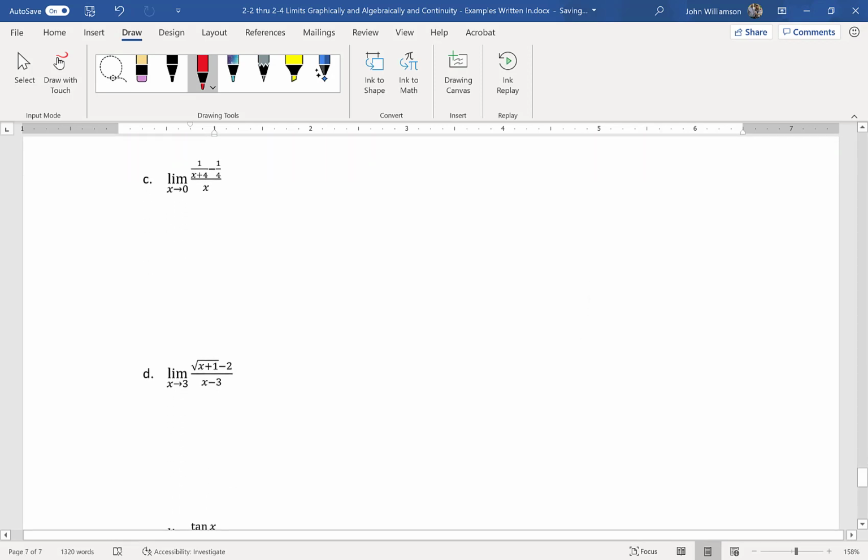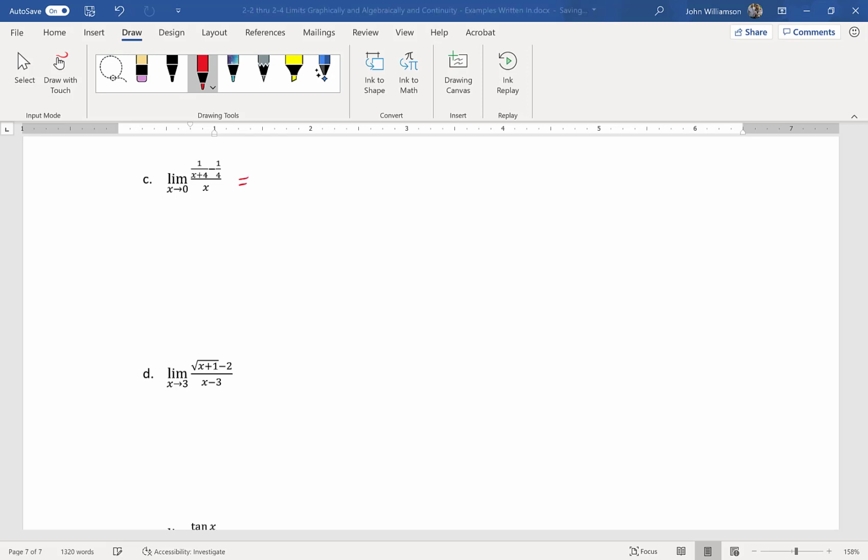Alright, the next one looks a little bit more challenging, but it's really not. So the limit as x is approaching 0 of (1 over x plus 4, minus 1/4) all over x. The secret to this is to figure out the common denominator of your numerator. Wherever the complex fraction is, wherever your fraction is inside the overall fraction, that's what you want to find the common denominator of, and just multiply the numerator and denominator of the overarching big fraction by it, and that's going to clear the complex fraction out.